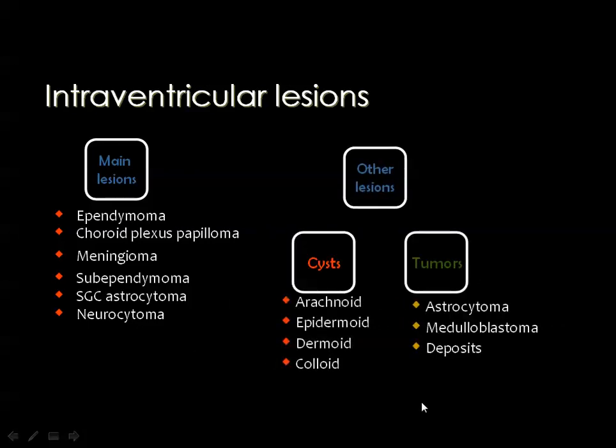Then we have other lesions like most of the extra-axial cysts, like the arachnoid, the epidermoid, the dermoid, and the colloid cyst. They all can occur inside the ventricles. And some of the tumors like the medulloblastoma, astrocytoma, and metastatic deposits.